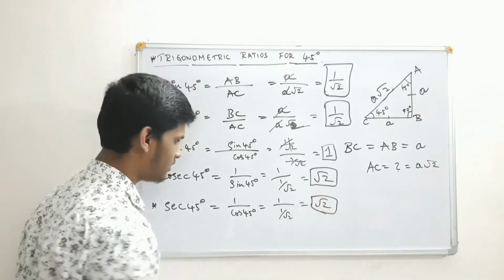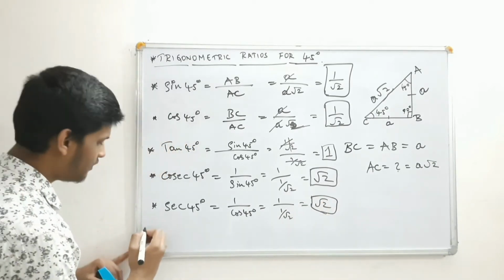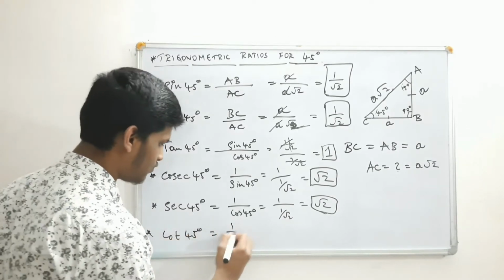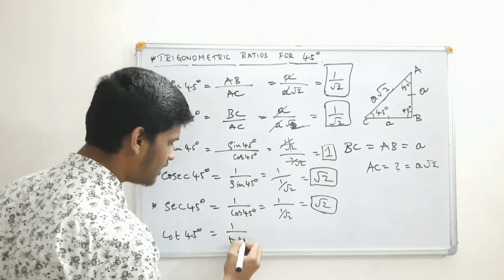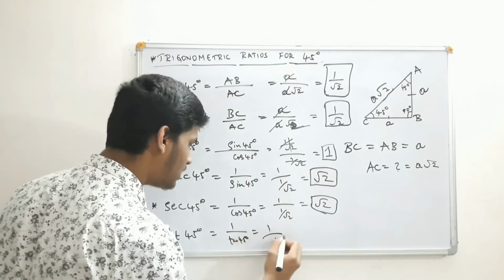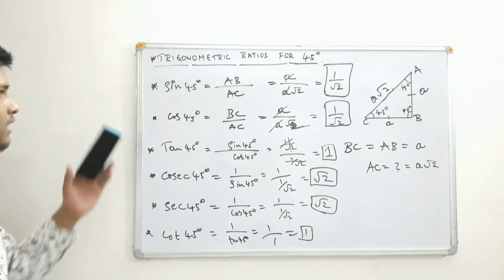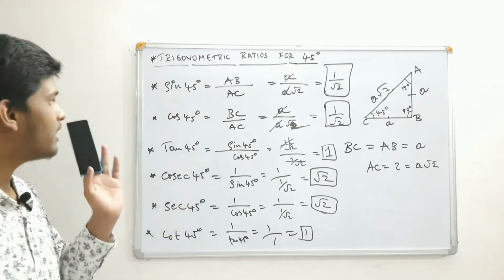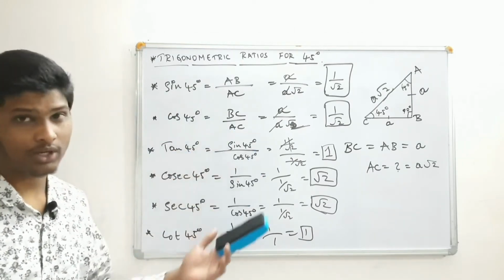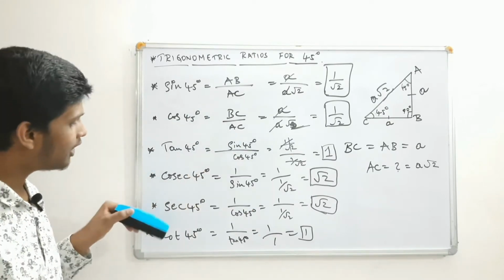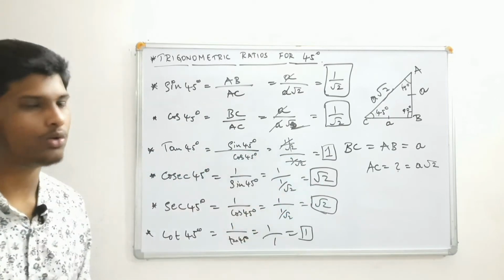Awesome. Well done. Next, last and final, cot 45 degree. Cot is 1 by tan 45 degree. Tan 45 degree is 1, so 1 by 1 is 1. That's it. Sin 45 degree is 1 by root 2, cos 45 is also 1 by root 2, tan 45 and cot 45 are 1, and cosecant 45 and secant 45 are root 2 and root 2, and these both are the same.